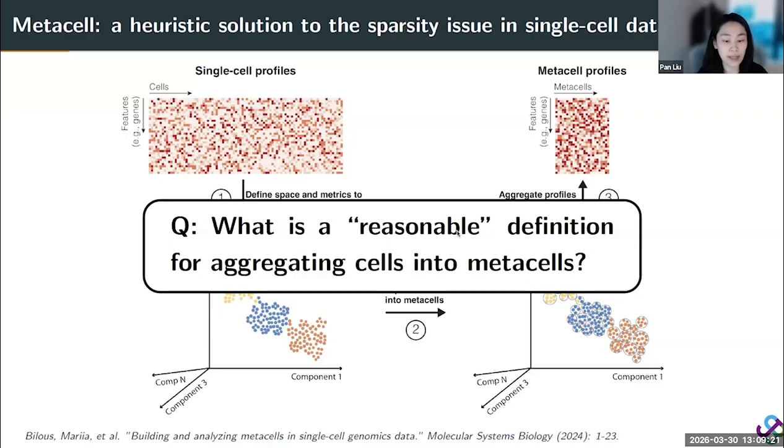But one question that motivated our research is: what is a reasonable definition for aggregating single cells into metacells? Because if you think of two extremes, one is that if we just aggregate all the cells into one metacell, then that won't make any sense, because we totally lost the single cell information. On the other extreme, if we just leave the single cells as they are, we're not doing any aggregation. There must be some sweet spot in the middle. So we wish to answer this question: how can we find this sweet spot?